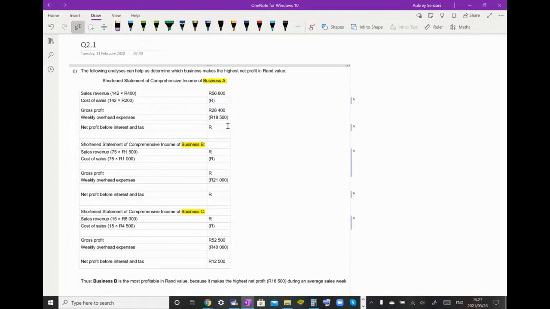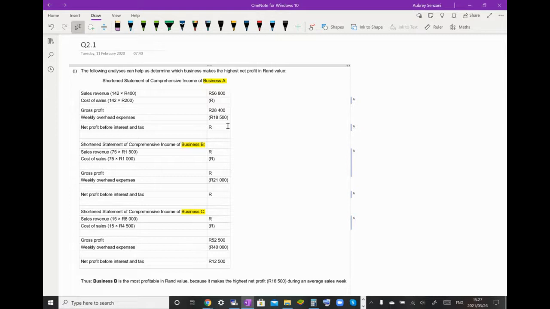So the calculation here is fairly simple. What we obviously need to do is calculate the revenue for each of these businesses. In each of these sections, we need to calculate the revenue. Then we need to minus the cost of sales. How do we get the cost of sales? Can you see there in the table? We have cost price per unit. So we say the cost price per unit times the number of units. Then we get our cost of sales.